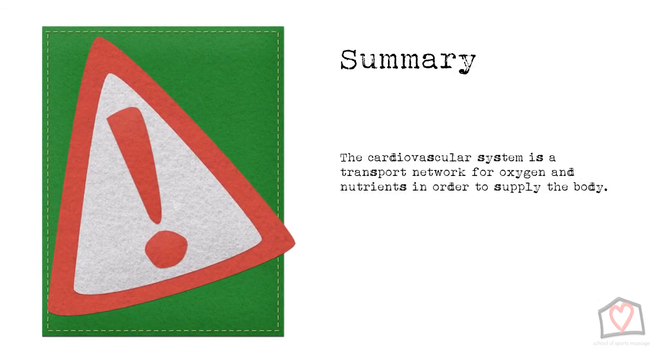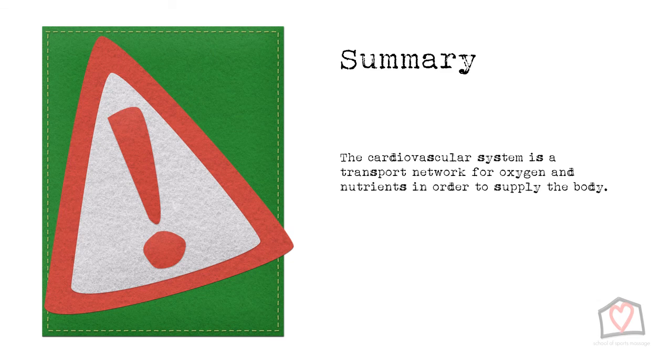So to summarise, the cardiovascular system is a transport network for oxygen and nutrients in order to supply the body. It is, as a result, integrally linked to the respiratory system, which brings the required oxygen into the body.